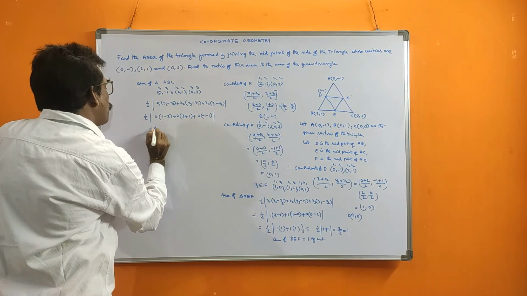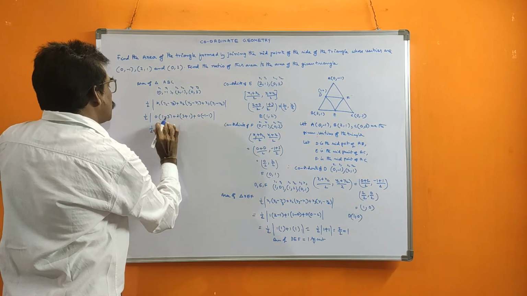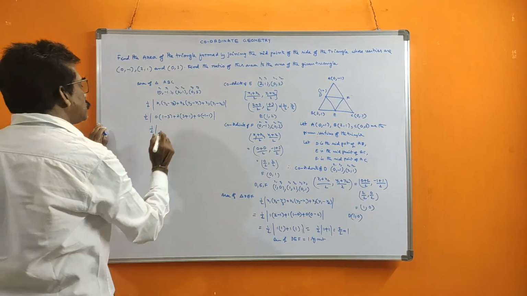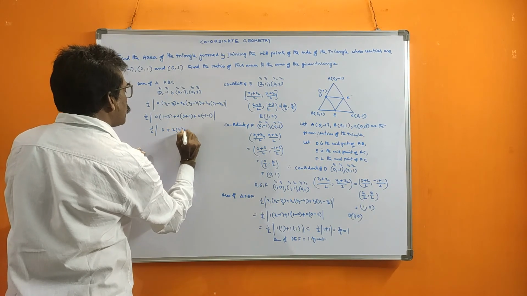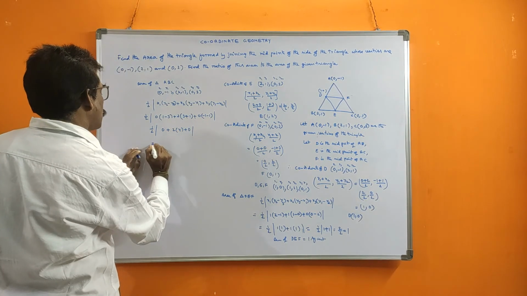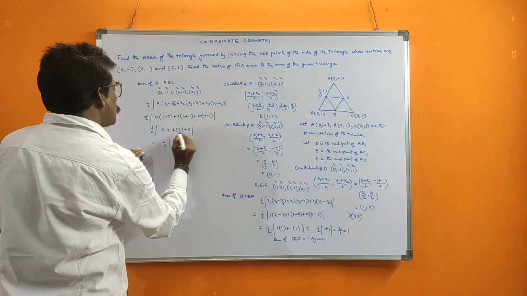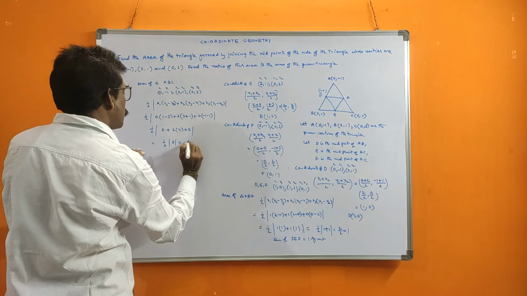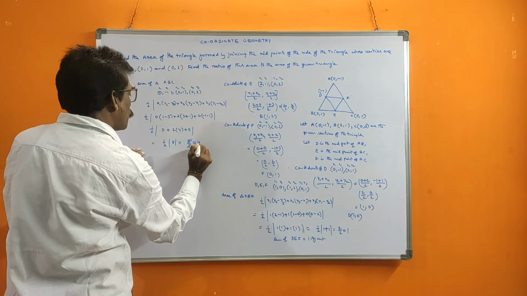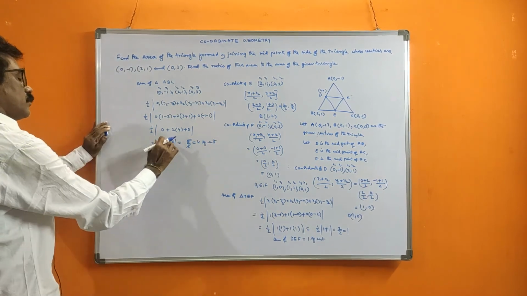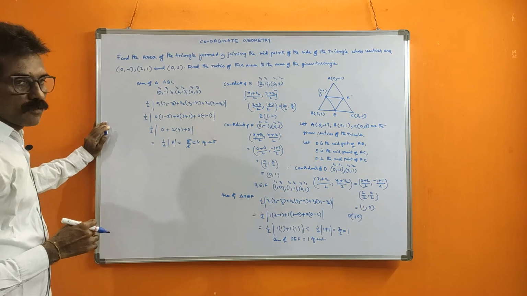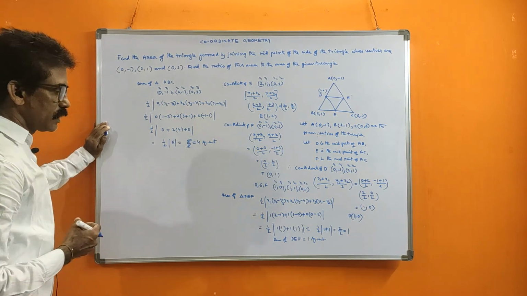Okay. Half mod. 0 into anything is 0, no need to write. This is 0 only. Plus 2 into this 4 you write. This is also 0 into anything, 0 only. Half mod, these zeros only. This is 8. 8 by 2, that is 4 square units. Here mod you are removing y because area is always positive. That's why positive values only you are taking.